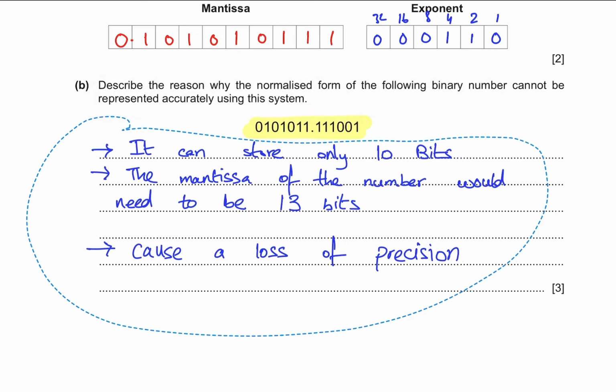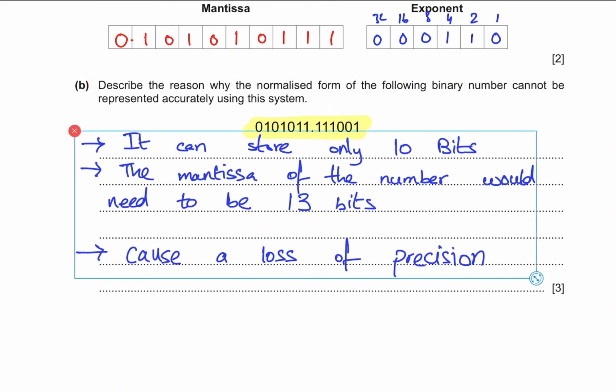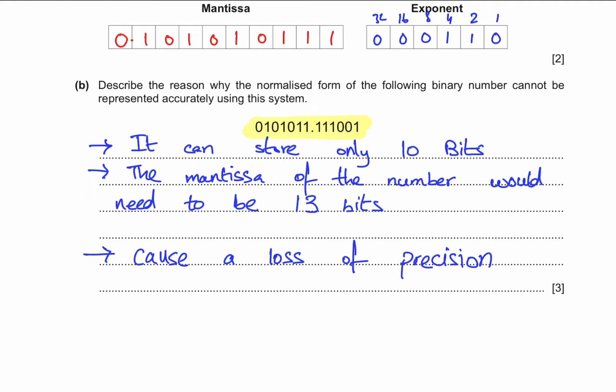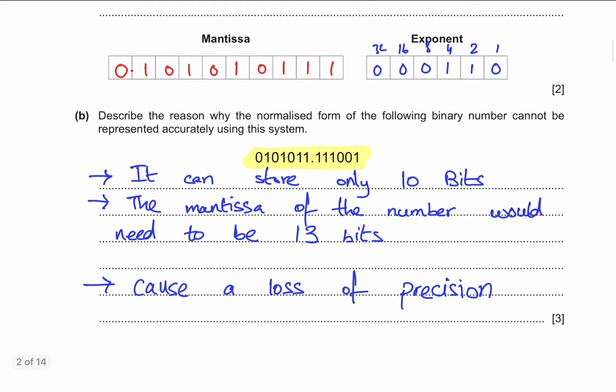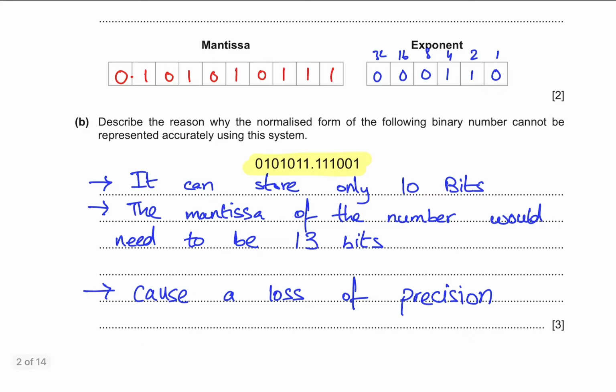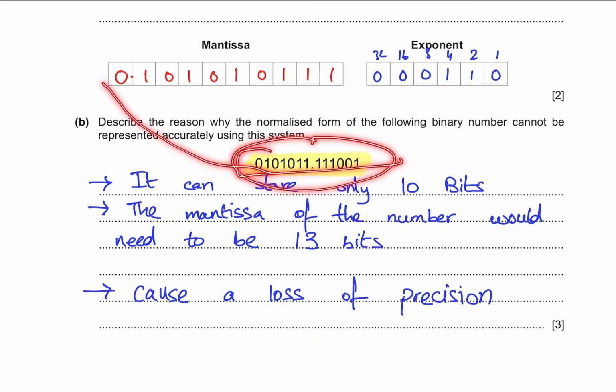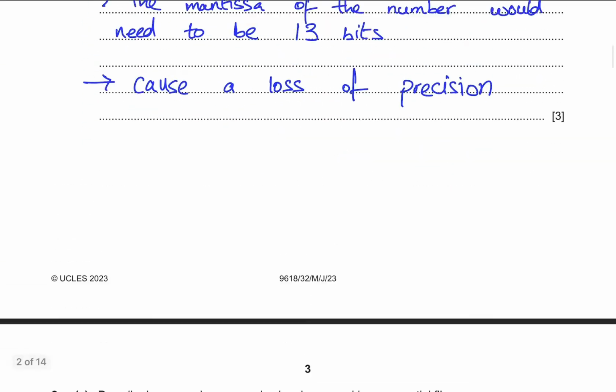This is the answer, students. It can store only 10 bits, because the mantissa is of 10 bits. If you see here, 10 bits for mantissa. So the questions are related. It can store only 10 bits. The mantissa of the number would need to be 13 digits. So in order to store this number, you need to add 3 more bits. But in the question, you're only given 10 bits. How can you increase more? You cannot increase. And it will cause a loss of precision. Precision means accuracy. So the keyword you're going to use here is precision, which means loss of accuracy.